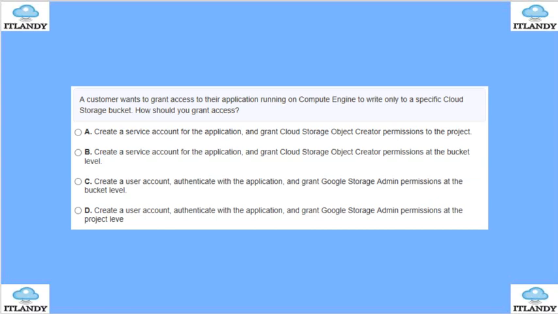Next, a customer wants to grant access to their application running on a Compute Engine to write only to a specific Cloud Storage bucket. How should you grant this? Create a service account for the application and grant the app storage creator permission to the project, or create a service account for the application and grant the storage object creator permission to the bucket, not to the object, or create an account and grant the admin permission, and the same thing for authenticate.